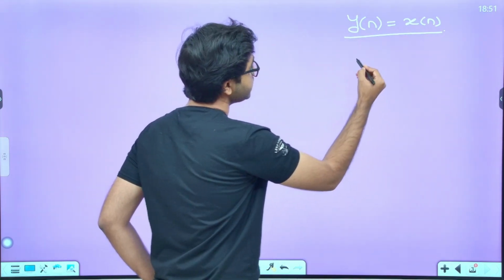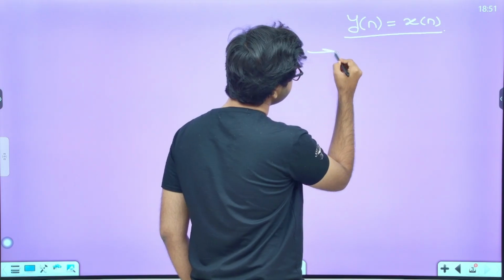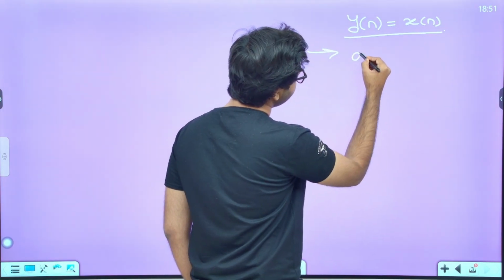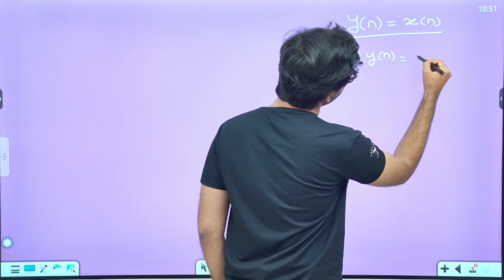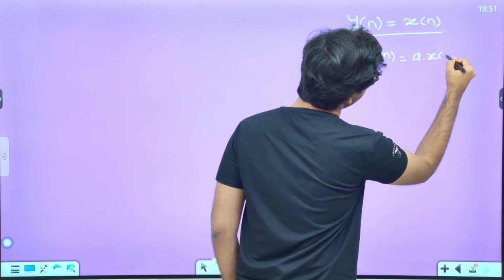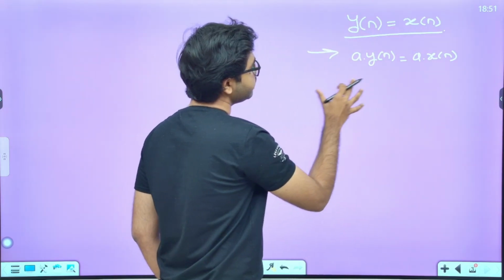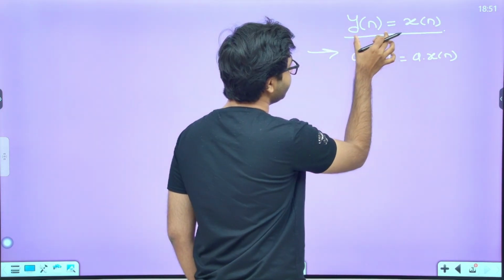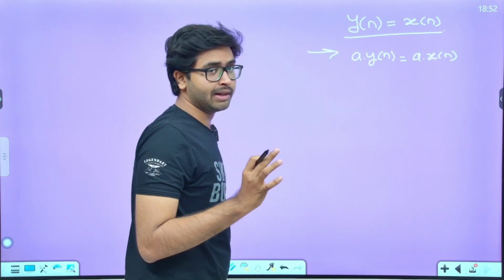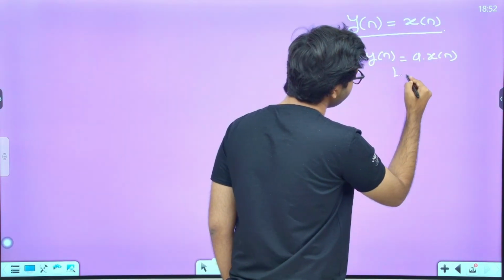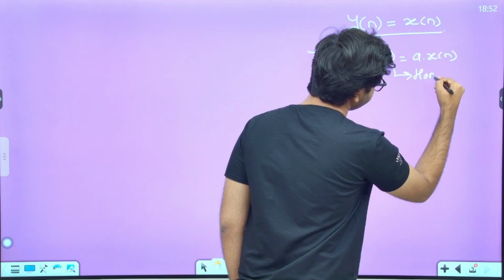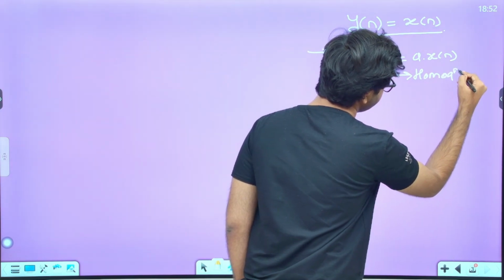Let's see. Firstly, the solution will start from here. If I multiply by a, y of n will be equal to a x of n, and it's very simple by definition that if I multiply the input, the output will be multiplied by that. So these kinds of equations will always follow homogeneity.